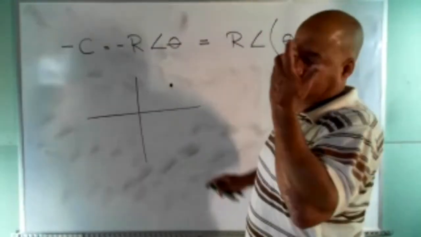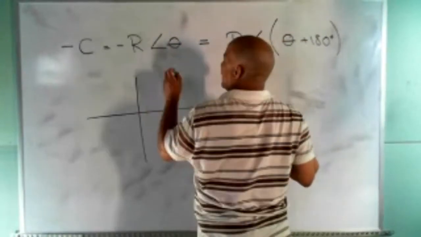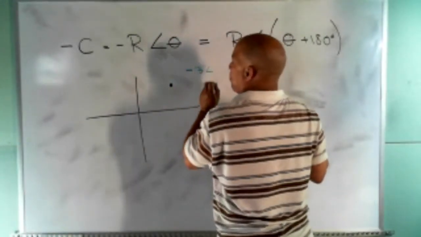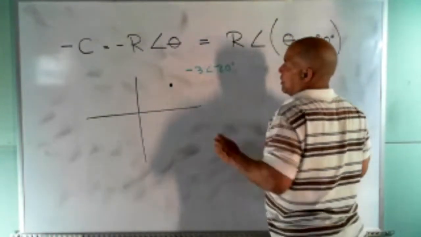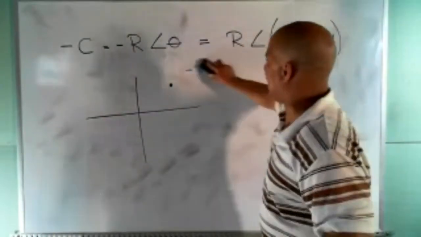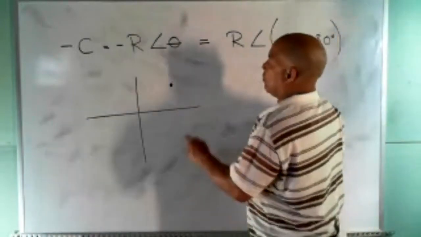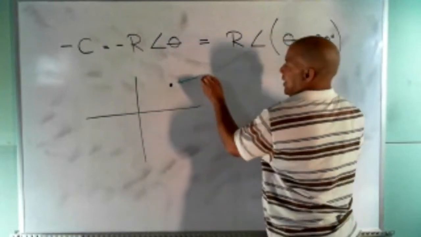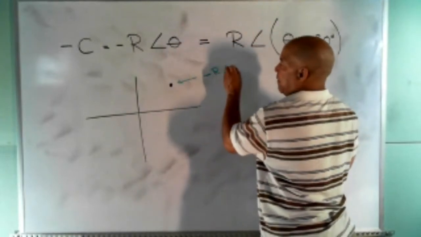I want to use these symbols, but we'll use real numbers. Let's say it's a negative 3 angle, I don't know, what, 20 degrees? Actually, let me not do that because we're going to do an example. Let me try to stick with just these symbols right here. So what they're saying is that this right here is minus R angle theta.